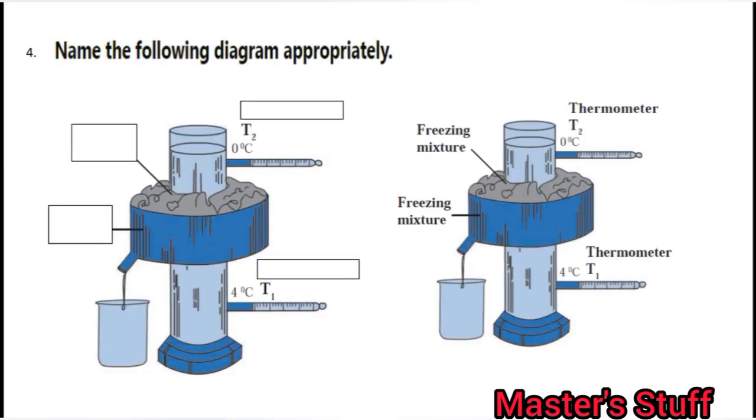Fourth question, name the following diagram appropriately. Here the diagram is given, it's Hope's apparatus. Freezing mixture, thermometer, here also a thermometer and here also a freezing mixture.